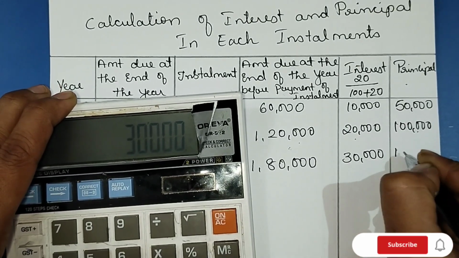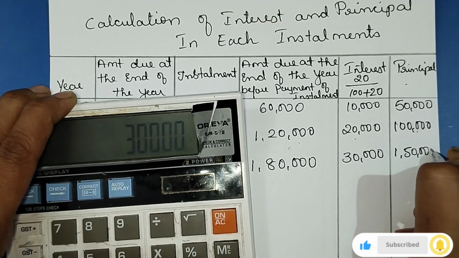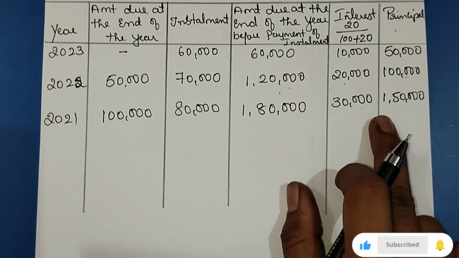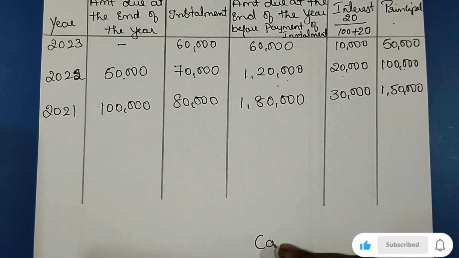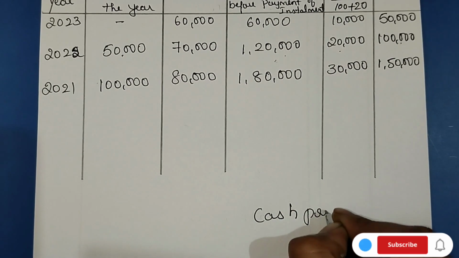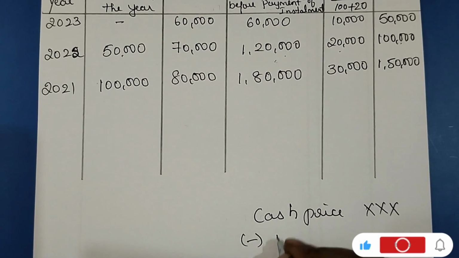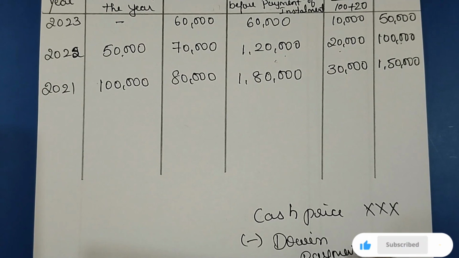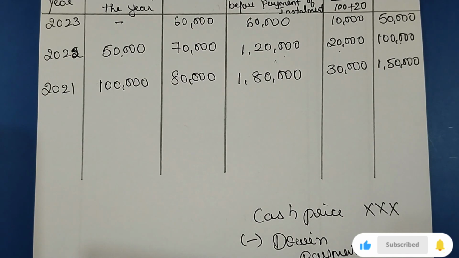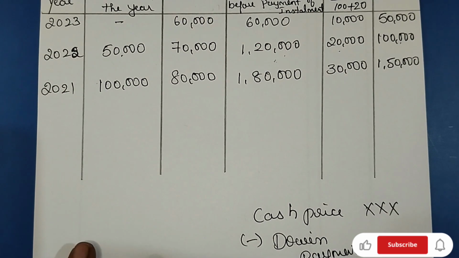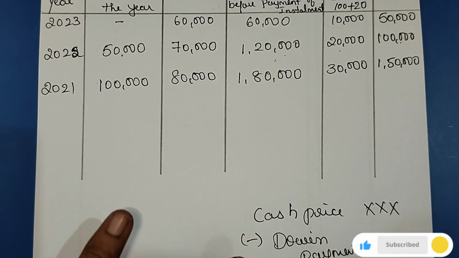1,80,000 minus 30,000 is 1,50,000. This is the balance in the beginning of the year. How will we get this balance? If we have the cash price, X amount is our cash price. From this, we deduct the down payment, the initial payment we paid. If we subtract, we get the balance amount. That is the 1,50,000 balance. Now, to get the cash price, we have to go in reverse.